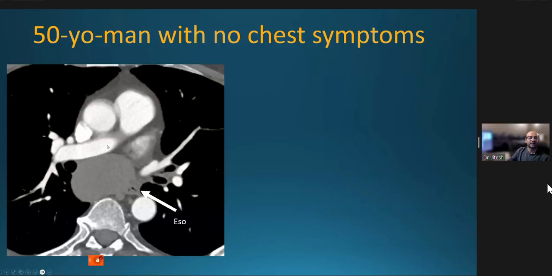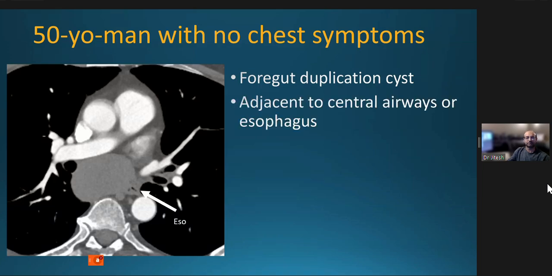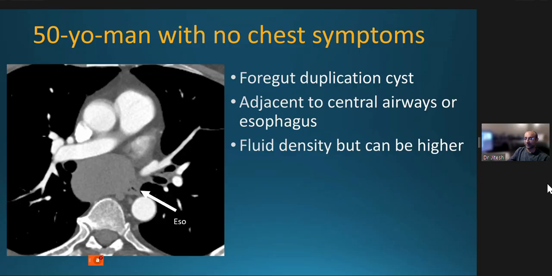We can see a mass in the visceral space. So this is a very fluid density mass. The common cystic lesion in the visceral space is the foregut duplication cyst, right? Which could be next to the esophagus or next to the trachea or bronchus. This is a very fluid attenuating lesion. When we see a typical fluid attenuation on CT, we can just label this as a foregut duplication cyst, and these patients do not need any further imaging to characterize these lesions.